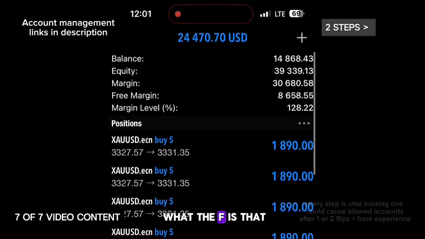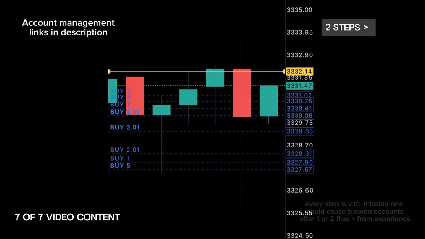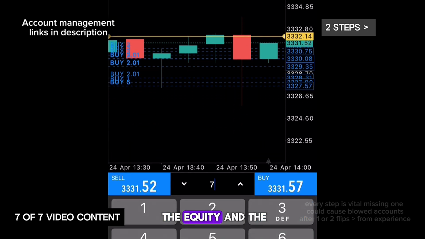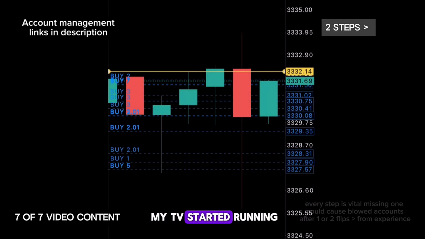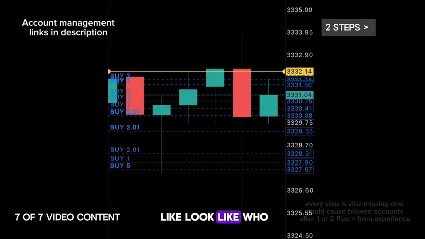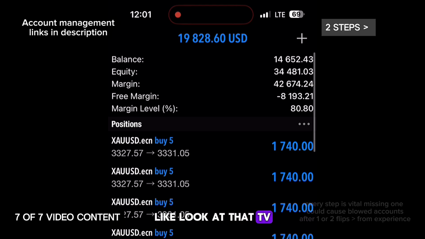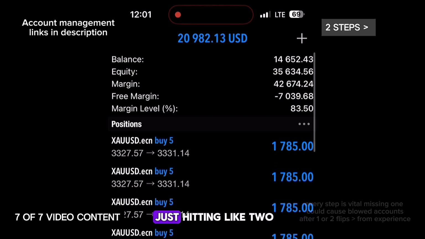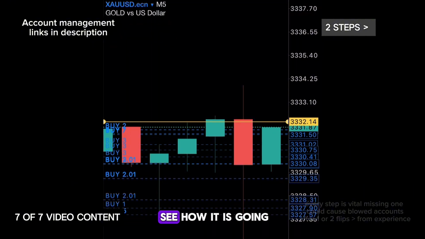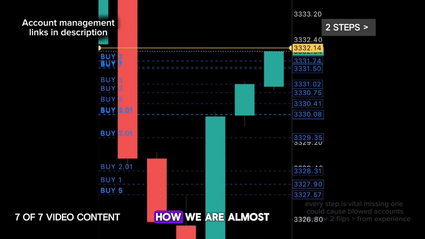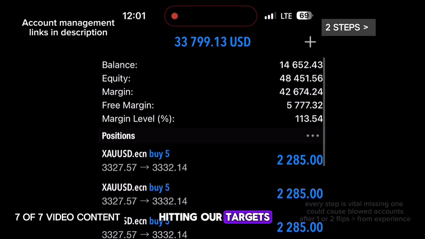Like, what is that, 7 did not go. That's to show you that the equity and the distance are too much. And this is when my TG started running. Look at that TG. And at this point in time, I was just hitting like 2. And you can see how it is growing, how we are almost hitting our targets.